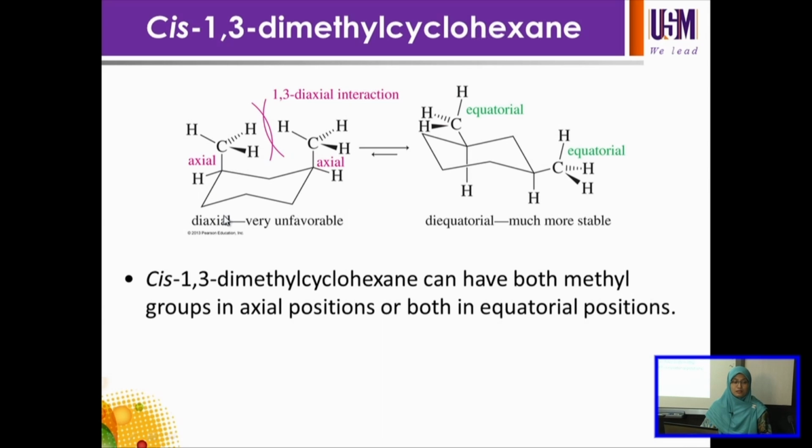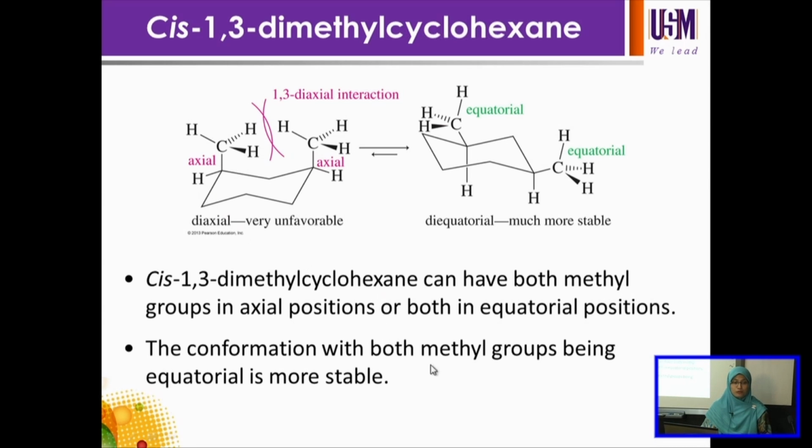So the conformation with both methyl groups being equatorial is more stable. In conformation number 1, we have both of the methyl groups in axial position, or diaxial. This is very unfavorable because it has the 1,3 diaxial interaction. When it flips, the methyl groups will convert to equatorial position. So now we have the di-equatorial position, which is much more stable as compared to the diaxial position.